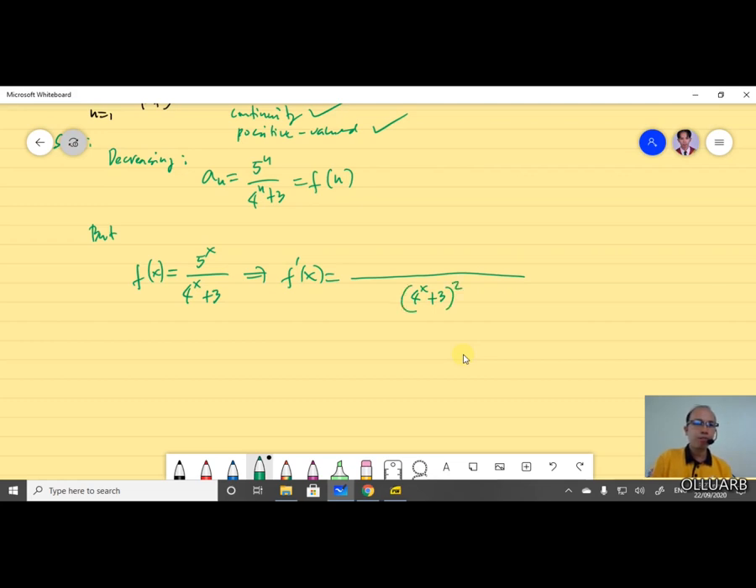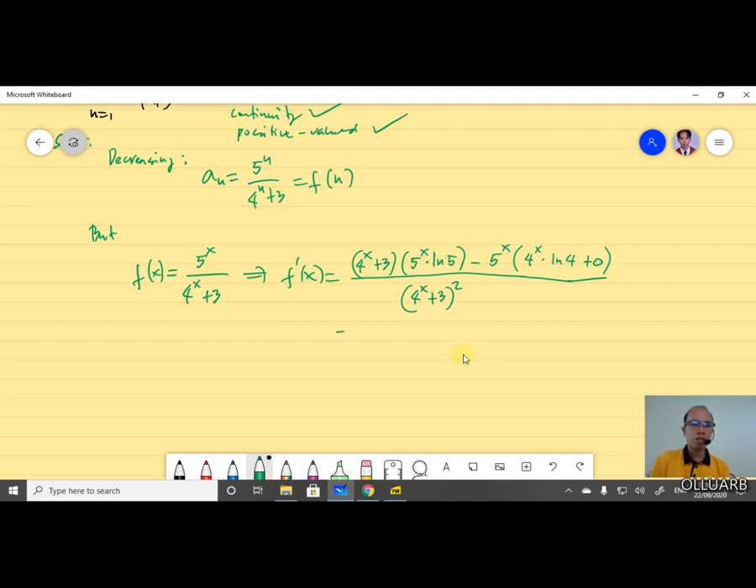Copy the denominator, then the derivative of the numerator, which is 5 to the x ln 5, okay, 5 to the x times ln 5, minus, copy the numerator, then the derivative of the denominator, which is 4 to the x times ln 4 plus 0.